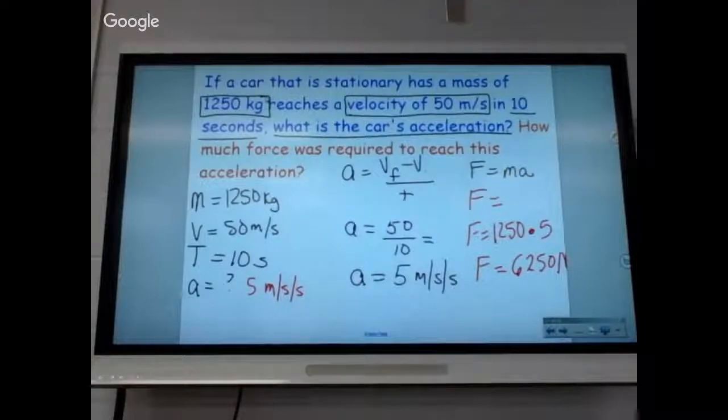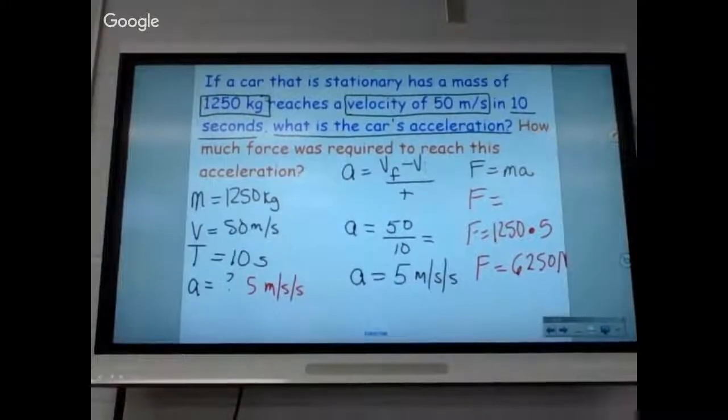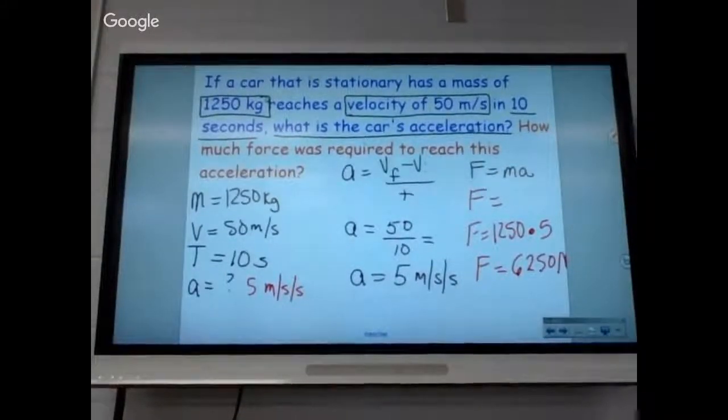Y'all are working on the lab. They're working on math. As soon as you finish the data, then I need to know.